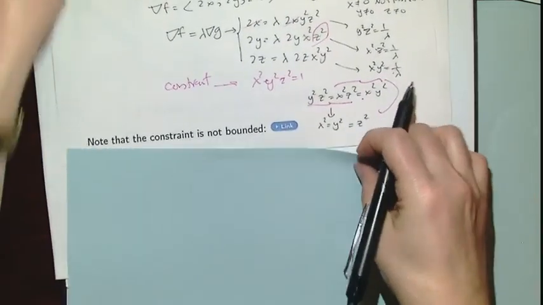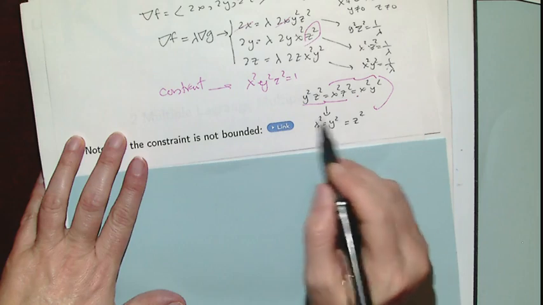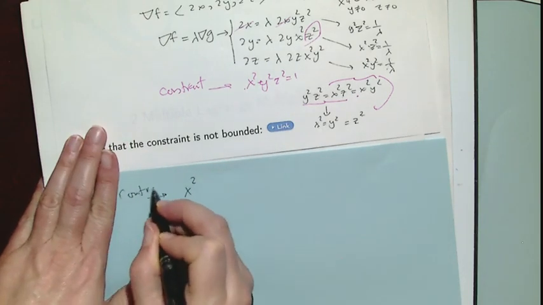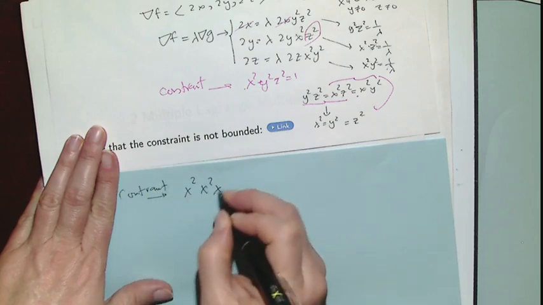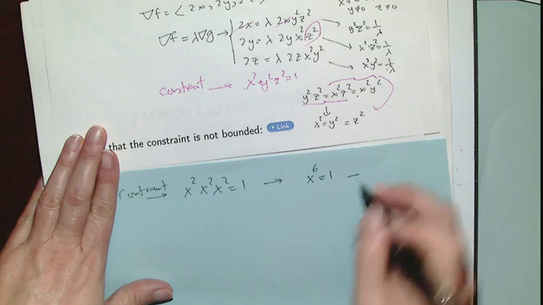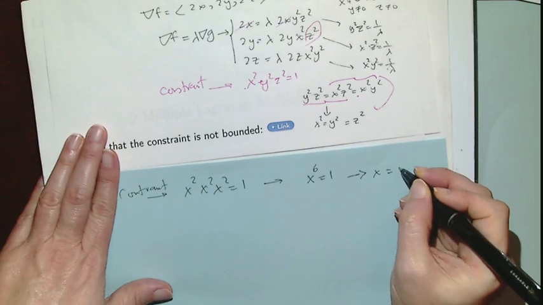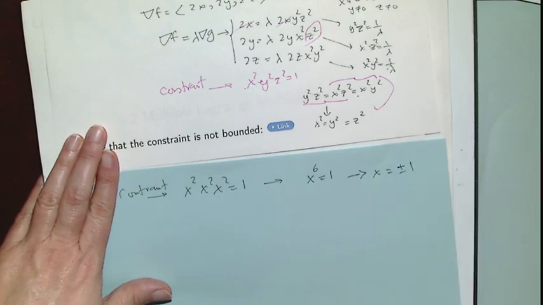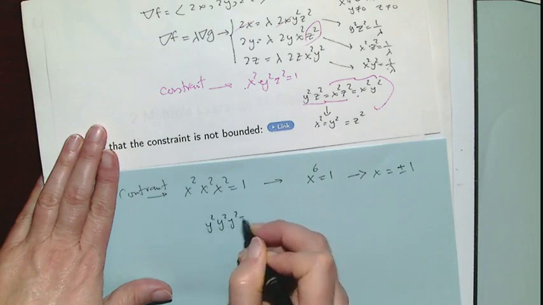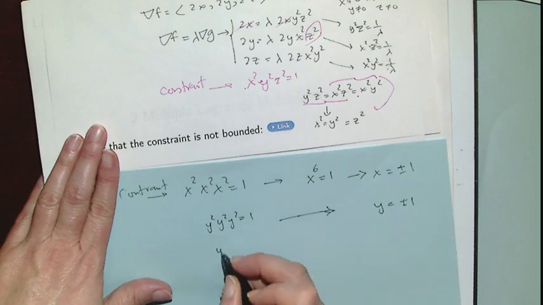Now the last step is to plug them all in. So instead of y squared, I plug in z squared. Instead of z squared, I plug in y squared in the constraint. So constraint, x squared equal to 1. What do you get? No, x to power 6. That's okay. X is equal to plus minus 1. Same thing for y, right? Same thing for z.